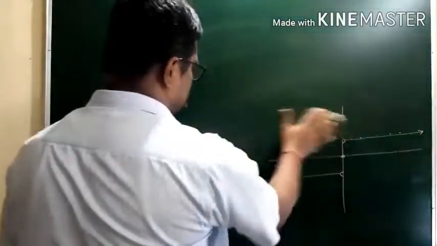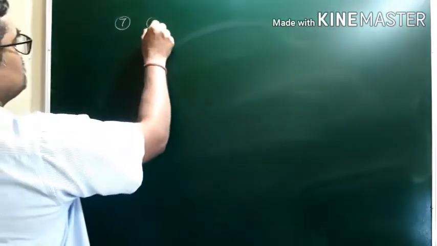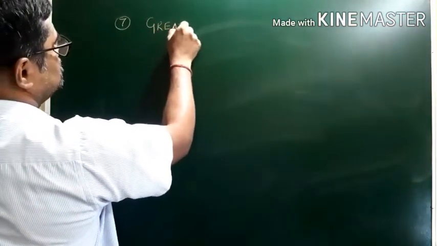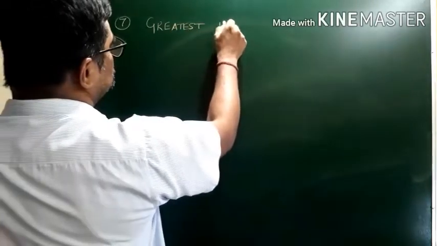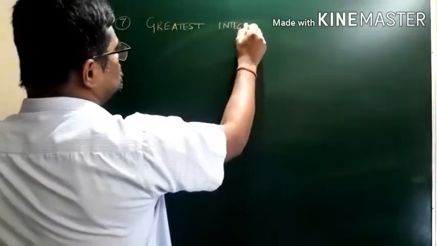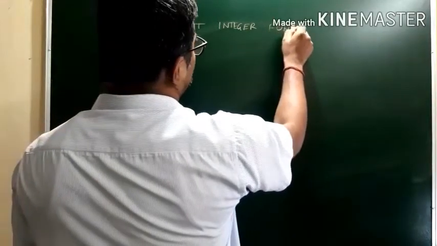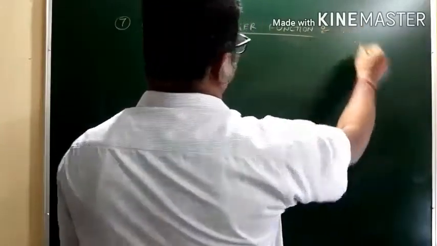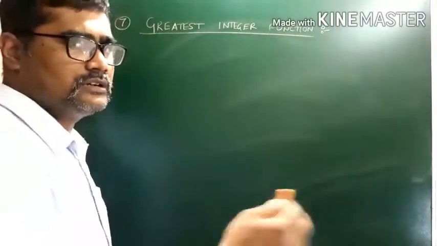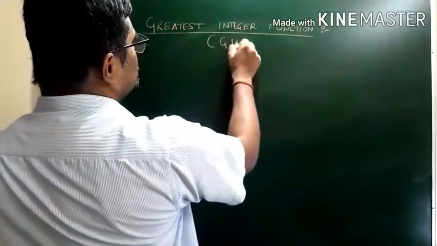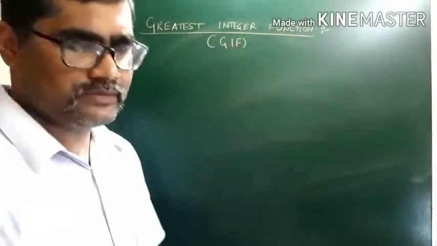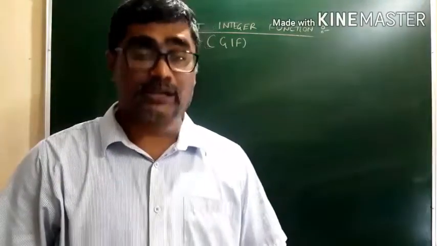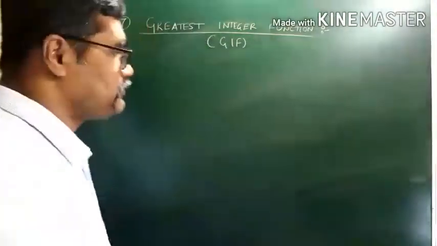So next is the greatest integer function, one of the most important functions, number 7. The greatest integer function, which we also call GIF. What does that mean? Let's understand that.